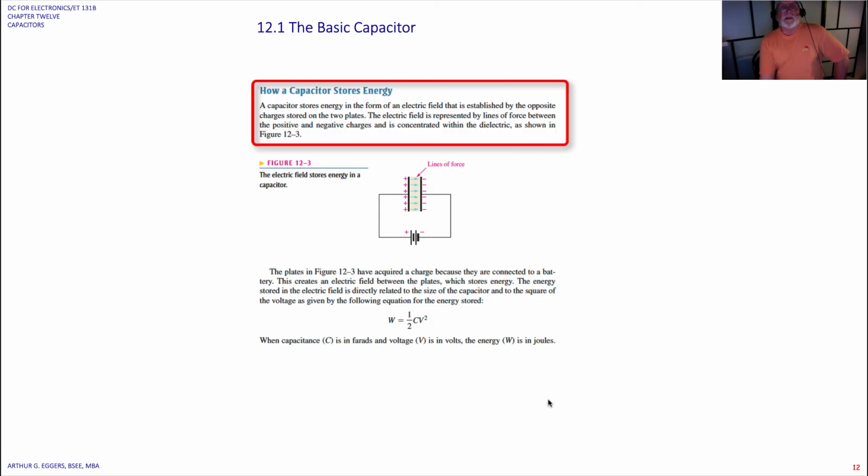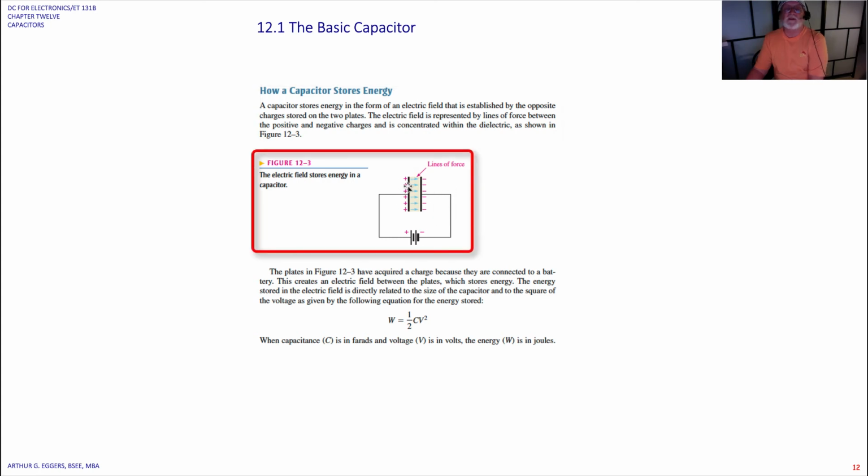So again, back to the basic capacitor, how a capacitor stores energy. A capacitor stores energy in the form of an electric field that is established by the opposite charges stored on the two plates. So you can see here again, although it's showing these lines of force between the two plates, there's no movement of electrons across that dielectric, but there are lines of force, okay, and that is an electric field.